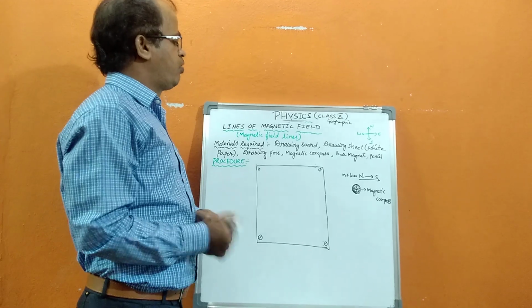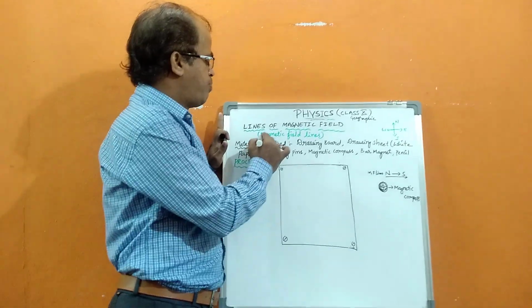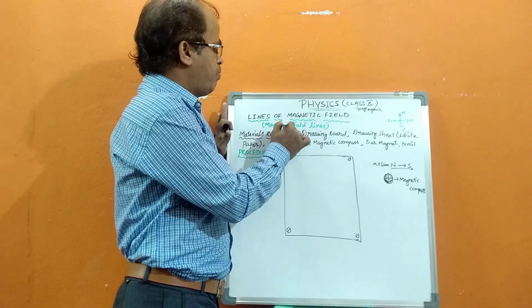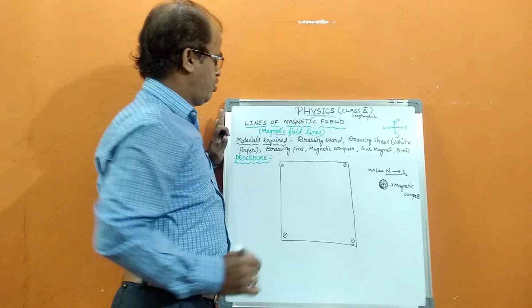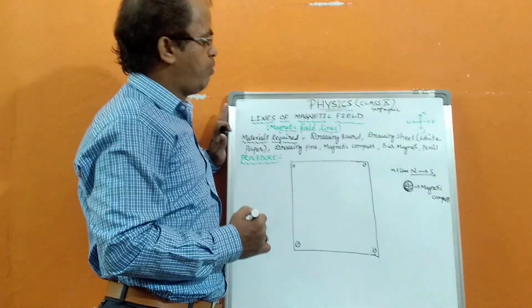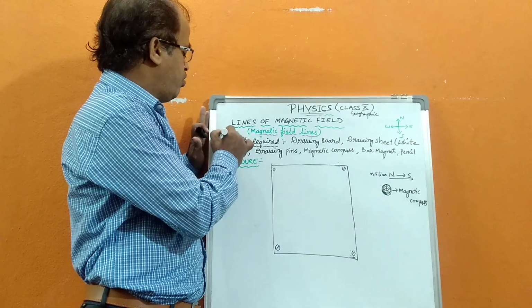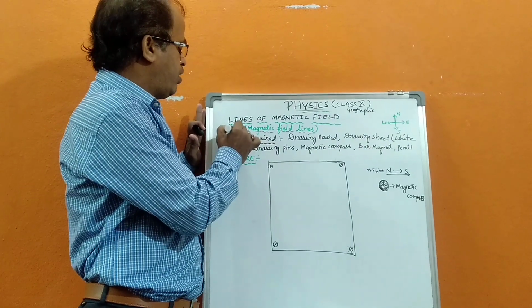Today's session, we are going to discuss lines of magnetic field. Another name for it is magnetic field lines. How to understand the magnetic field lines? Here, we need to do one activity.